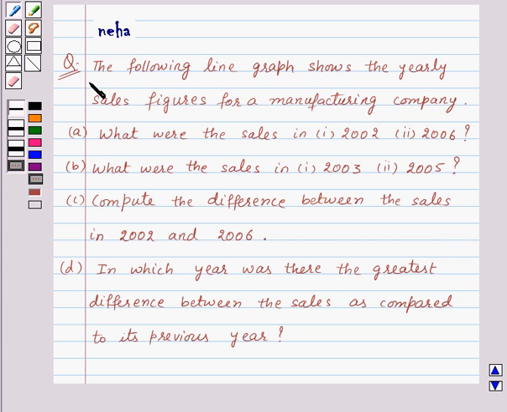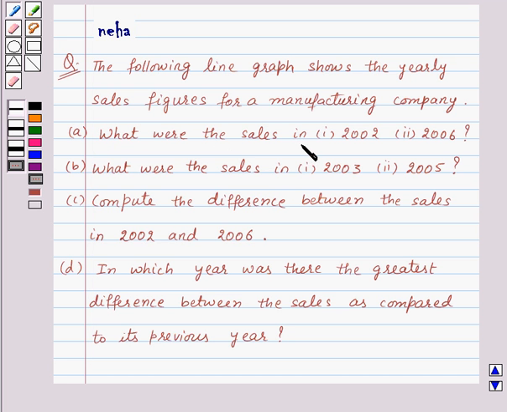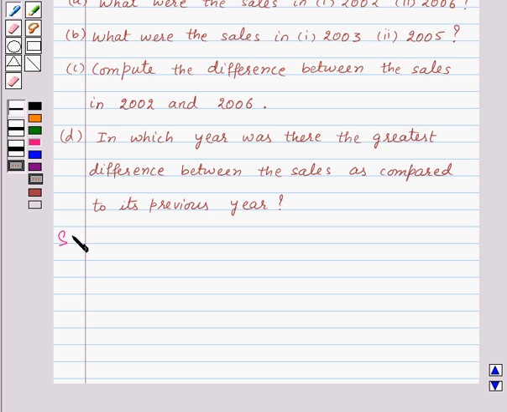The question says, the following line graph shows the yearly sales figures for a manufacturing company. A. What were the sales in 2002 and 2006? B. What were the sales in 2003 and 2005? C. Compute the difference between the sales in 2002 and 2006. D. In which year was there the greatest difference between the sales as compared to its previous year? Let us proceed with its solution.